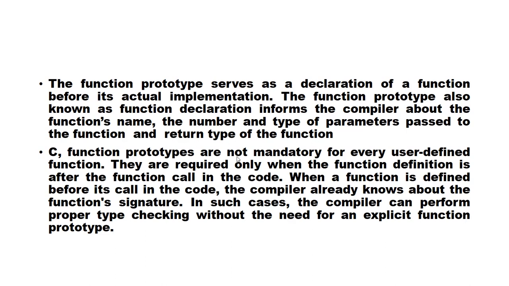In C, function prototypes are not mandatory for every user-defined function. They are required only when the function definition is after the function call in the code. When a function is defined before its call in the code, the compiler already knows about the function signature. In such cases, the compiler can perform proper type checking without the need for an explicit function prototype.